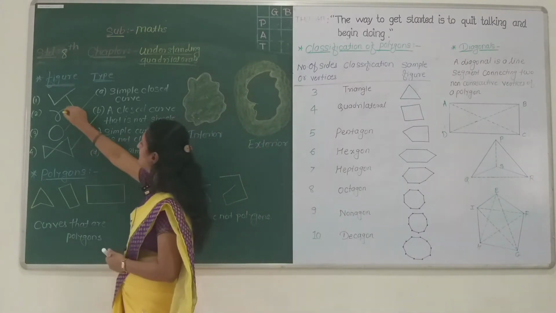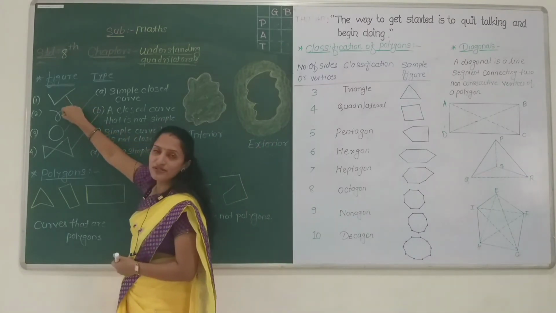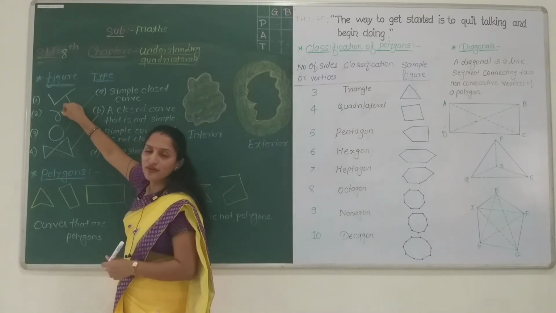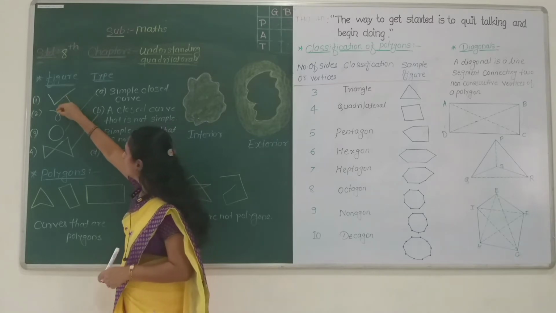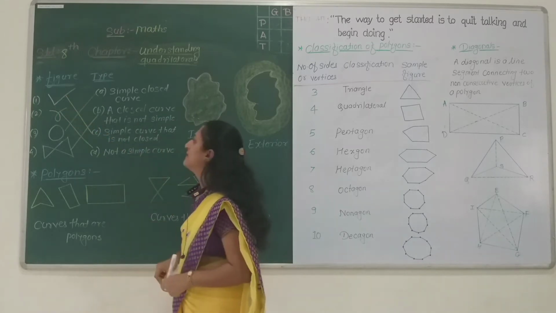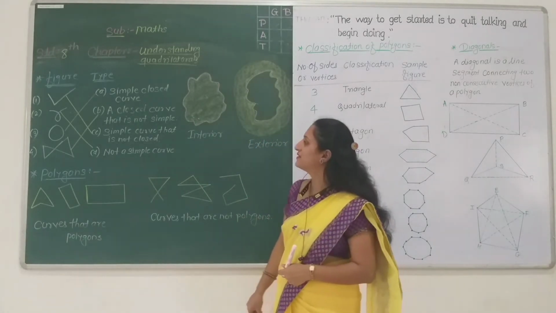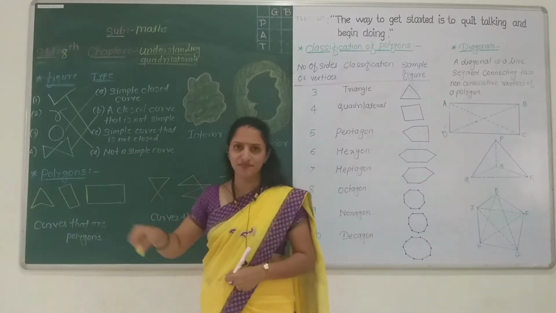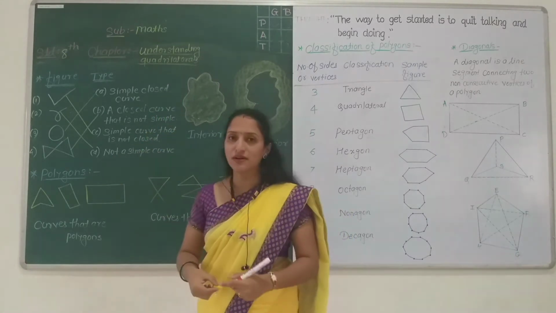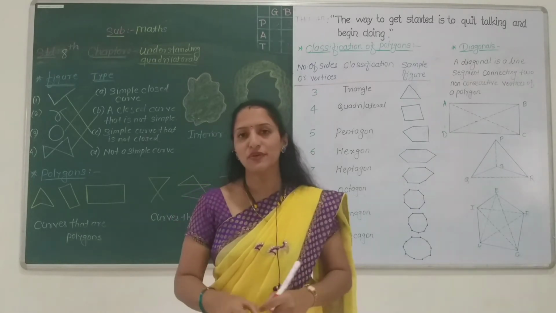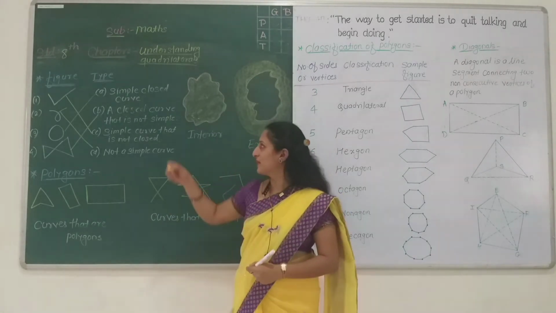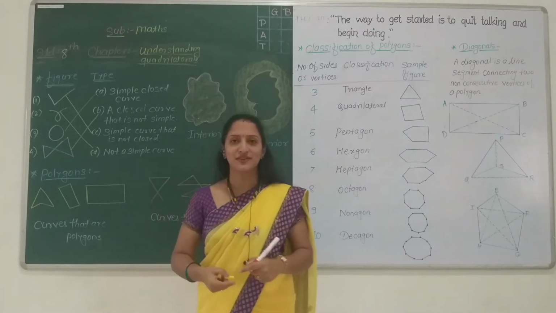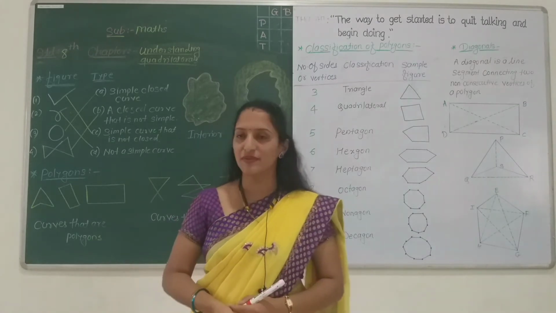And the last one, it is not a simple curve. It is not closed and it is not open. Look here. This figure is not closed and also not open. So it is not a simple curve. That means figure 2 matches with the type not a simple curve. Students, we have already studied simple curves, closed curves and open curves in your earlier classes. We just recalled this. Discuss this with your friends.